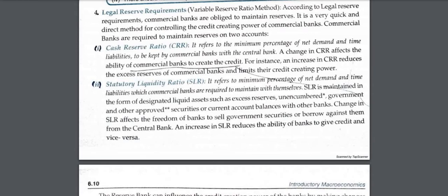Now we will see class 12 macroeconomics, chapter 6, commercial banks and central bank, part 3. 4. Legal reserve requirements. Variable reserve ratio method. According to legal reserve requirements, commercial banks are obliged to maintain reserves. It is a very quick and direct method for controlling the credit creating power of commercial banks.